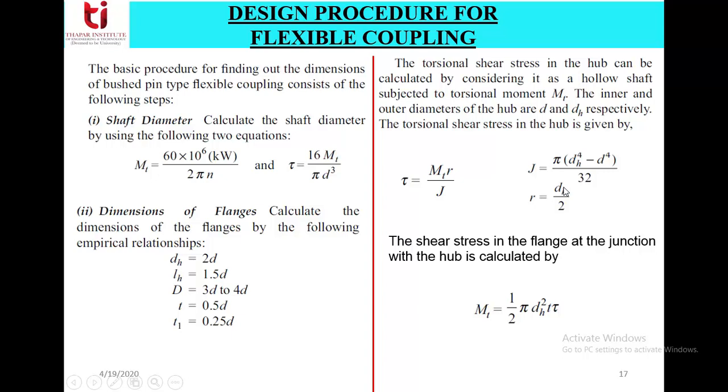Since the hub is now a hollow shaft, J is pi by 32 times dh to the power 4 minus d to the power 4, because the internal diameter is nothing but the diameter of the shaft. R is the diameter of the hub divided by 2. In the same way we can calculate the shear stress in the flange at the junction with the hub as Mt is equal to half pi dh square t tau.